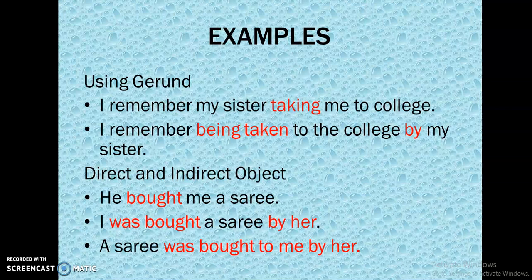Next, using gerund. I remember my sister taking me to college. Passive voice. I remember being taken to the college by my sister.